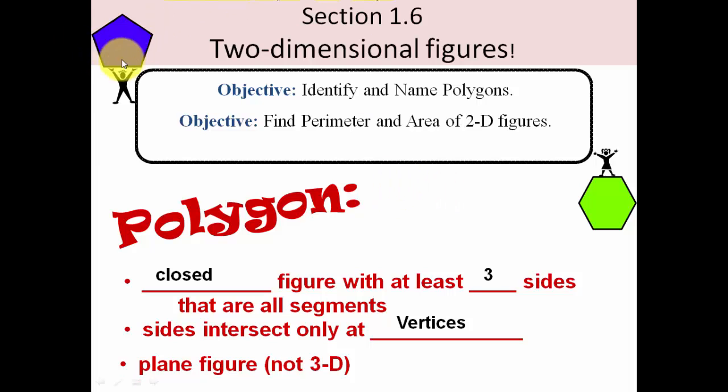So here we have a pentagon. It's a closed figure. There's no openings. It has more than 3 sides, and all of the sides meet at vertices, and it's also 2D. And this is actually called a pentagon because it has 5 sides, but we'll talk more about that later. Over here on the right, the green figure is also another example of a 2D figure.